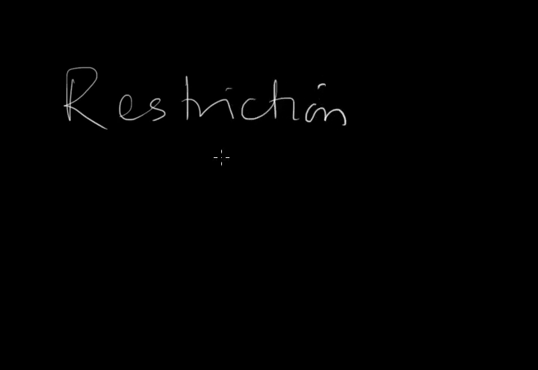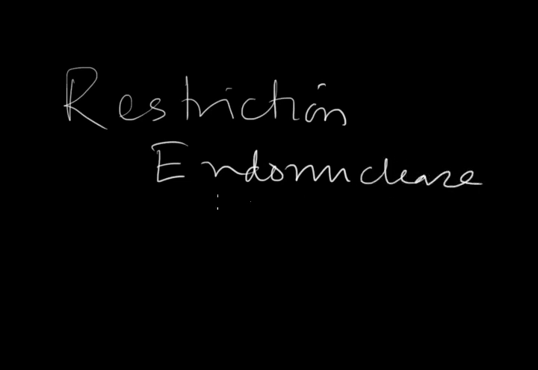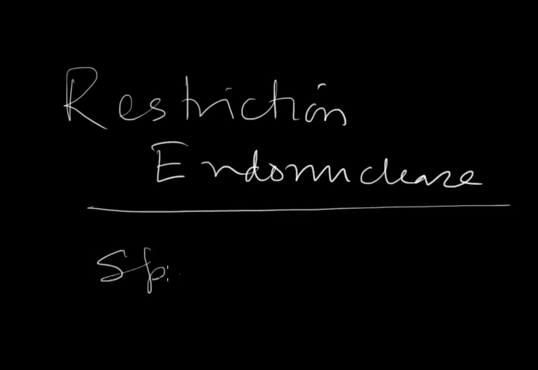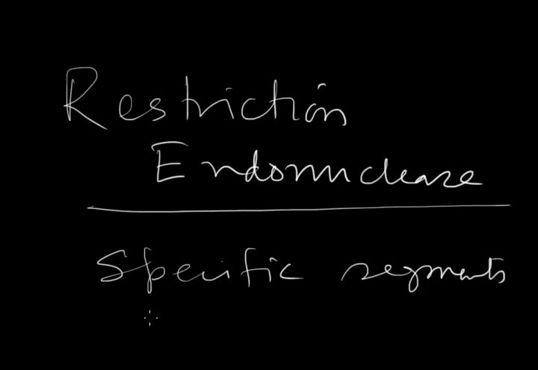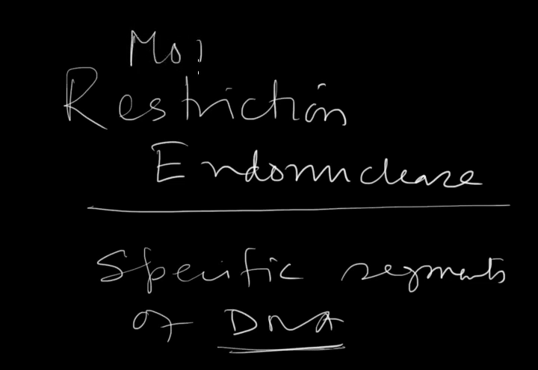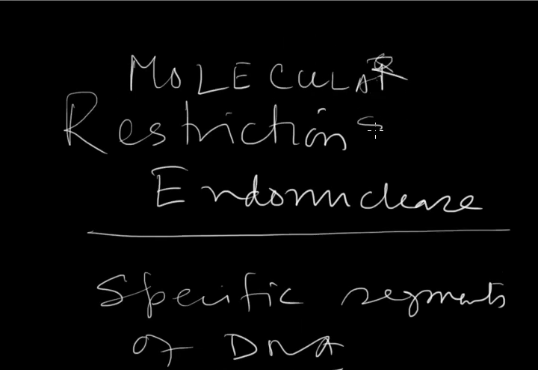After plasmid, we go with another terminology. The terminology is restriction endonuclease. This group of enzyme is supposed to be for cutting specific segments of DNA. As this can cut the desired segment, this is called molecular scissor.